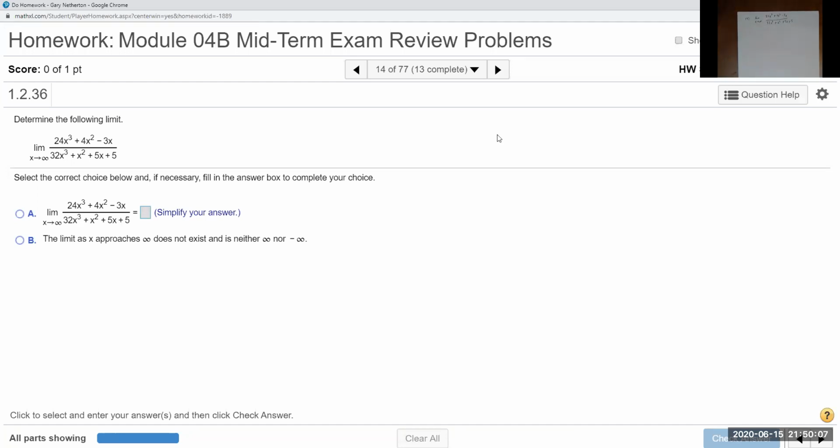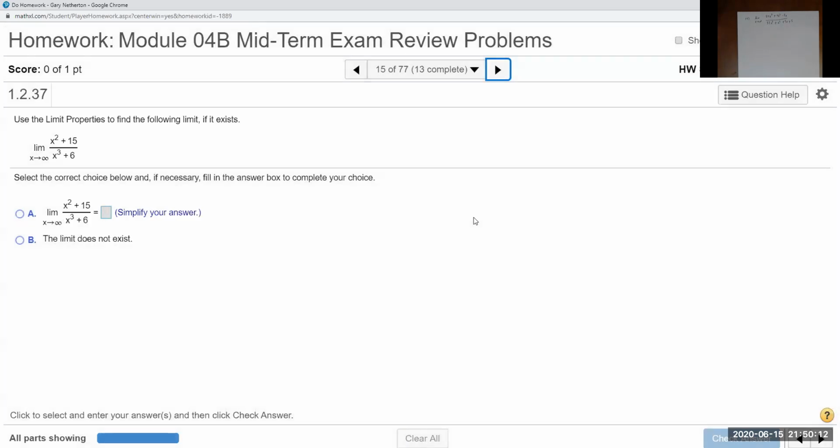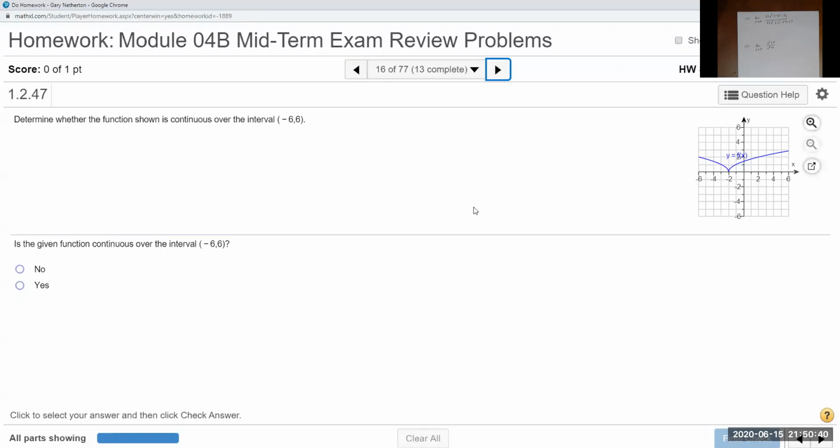Let me go ahead, because I assume there could probably be a couple problems just like this. Yeah, look at number 15. Same kind of thing. The limit as x approaches infinity of x squared plus 15 over x cubed plus 6. See if there's another one. Nope. I guess there were just two of them.